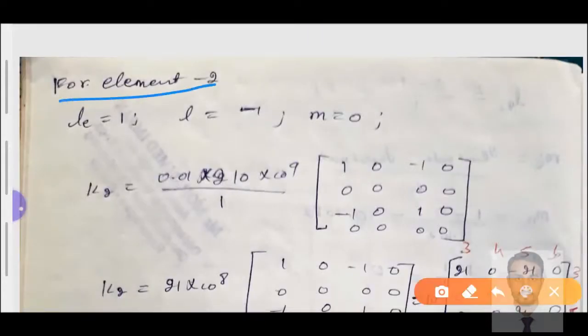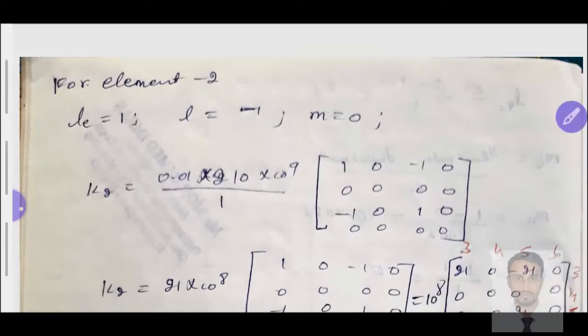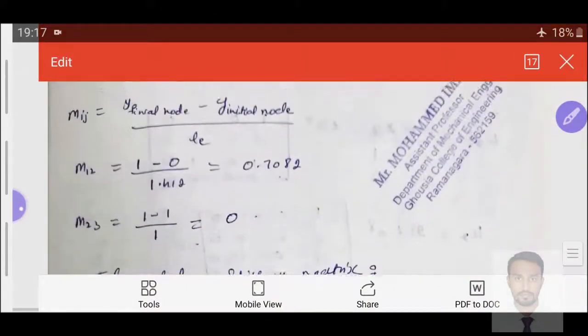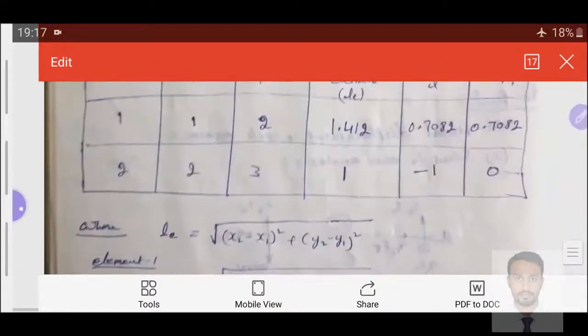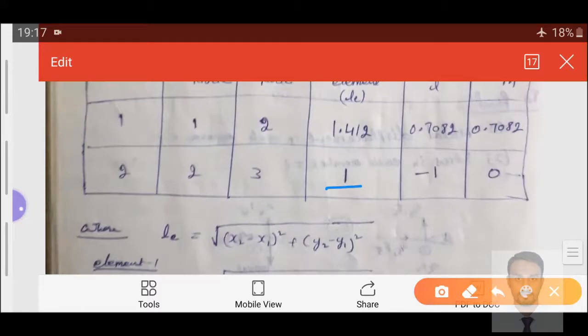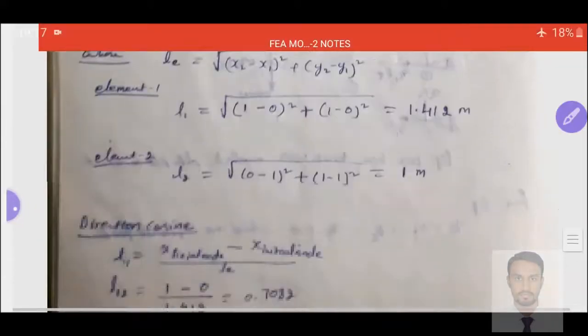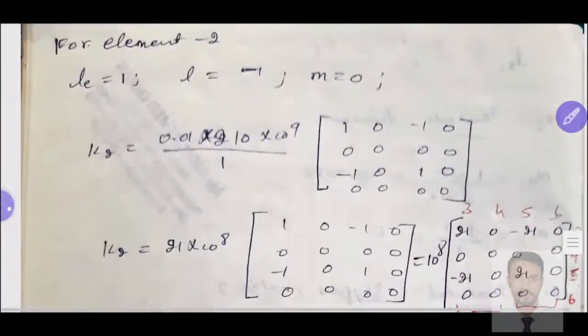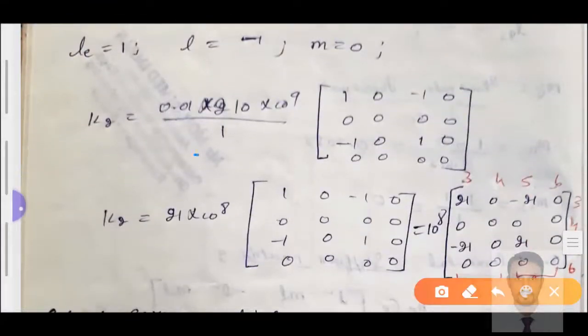Similarly, for element number 2, you consider it and substitute the value of area of cross section and Young's modulus. The length of the element, which we have tabulated in the tabular column, is equal to 1, and the L value is equal to -1, M value is equal to 0. All these values you collect from the tabular column and substitute here.